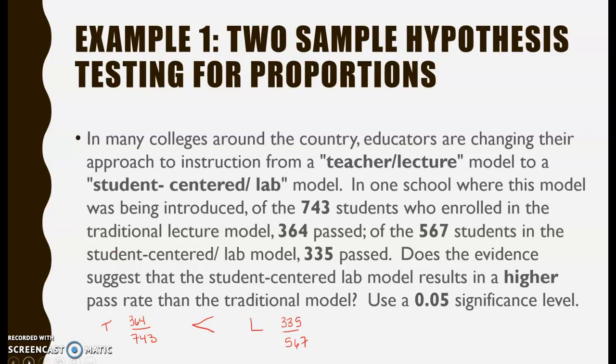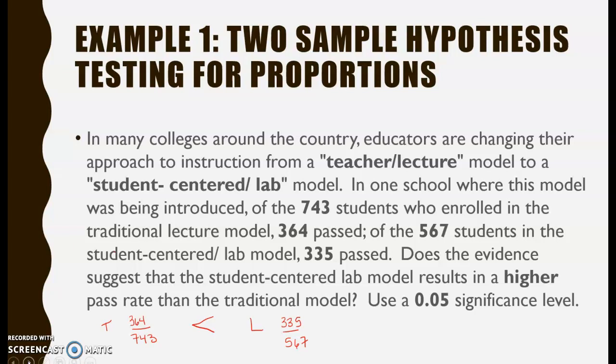And so here's an example. We'll walk through step by step. In many colleges around the country, we have educators that are changing their approach to instruction from teacher lecture to a student-centered or lab model. In one school where this model was being introduced, of the 743 students who enrolled in the traditional lecture model, 364 passed. Of the 567 students in the student-centered lab model, 335 passed.